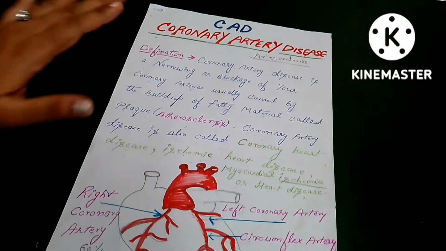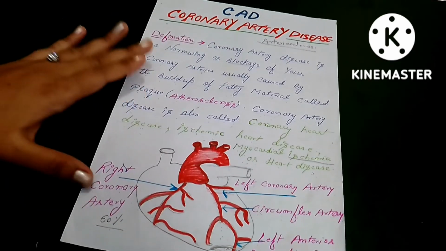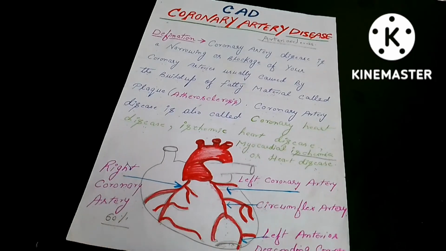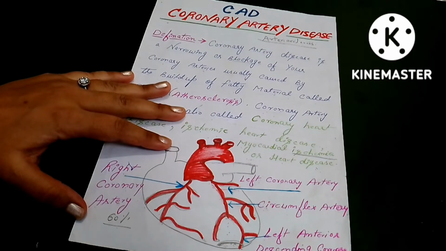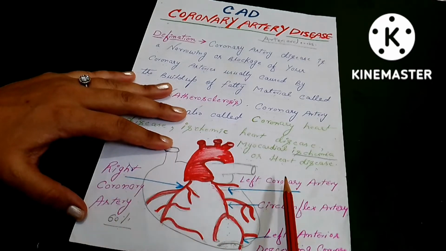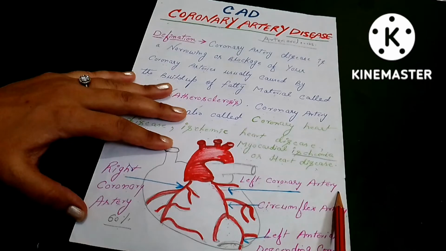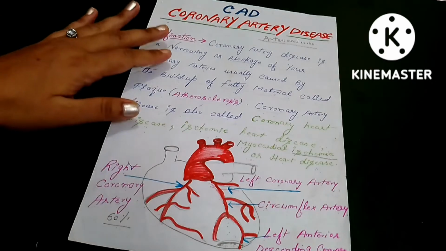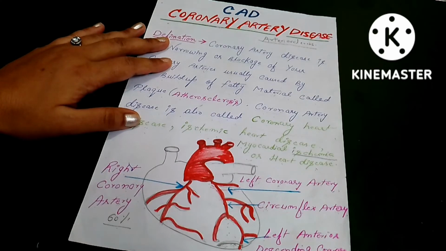So let's discuss it once again. We know that this disease is present in our coronary arteries, and these coronary arteries mainly supply blood to our heart. Here is the right coronary artery and here is the left coronary artery, which you can see in the diagram. The left coronary artery is again divided into two parts: one is the circumflex artery and the other is the left anterior descending coronary artery. The main function of the coronary arteries is to supply oxygen-rich blood to the myocardial cells present in our heart.